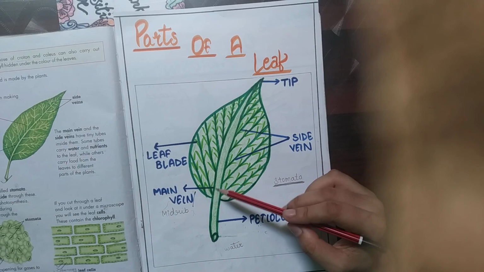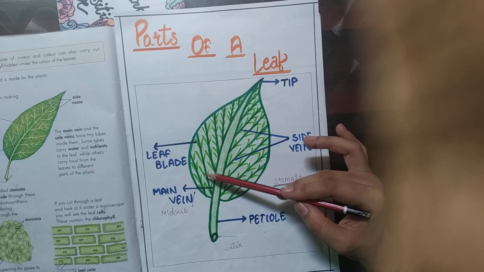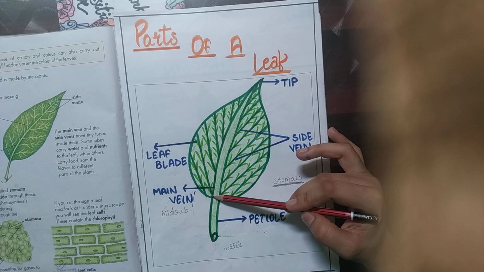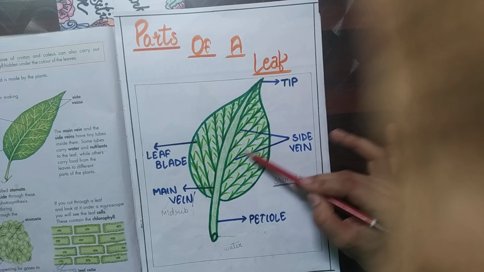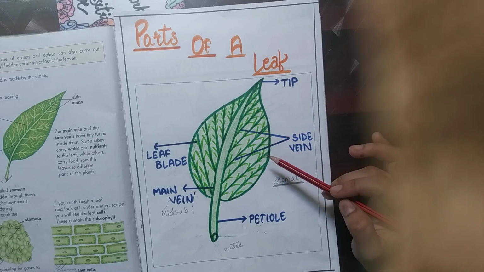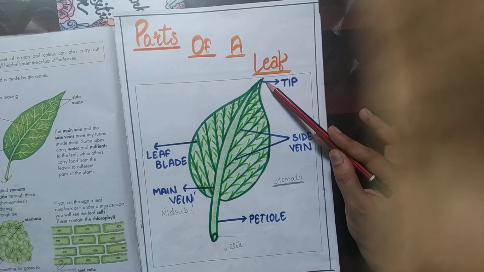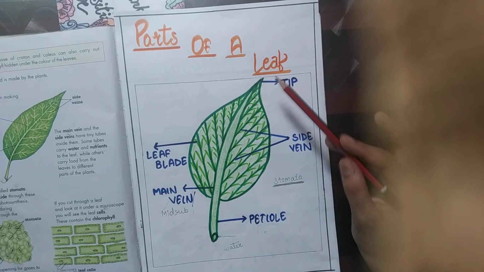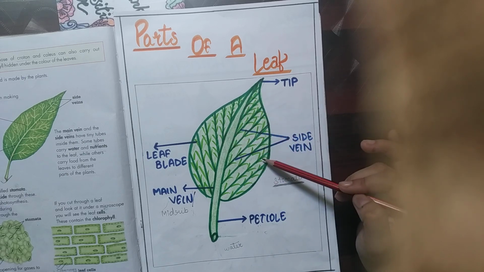There are numerous tiny lines in the leaf. They are called veins. All these veins along with the midrib provide shape and support to a leaf. They carry water to the different parts of a leaf.